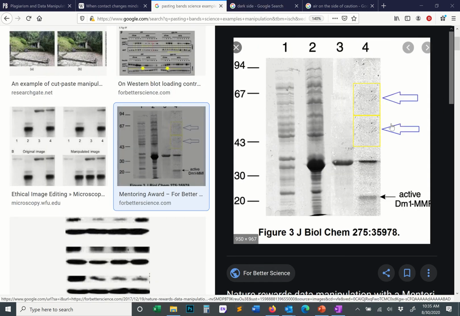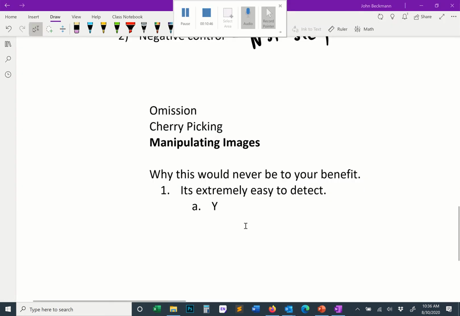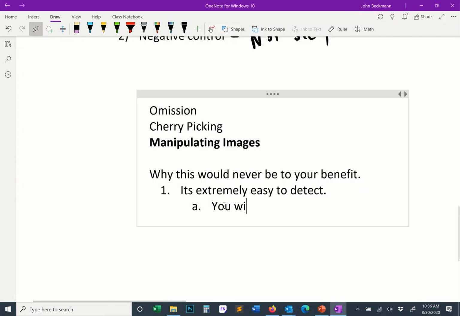Look at this. Here's a good example of this. Look at how easy. This is an easy pattern that even your eye just detects. And I mean, this image itself is horrible because they're cropping and they're putting separate gels together, okay? So don't do this. You're going to get immediately caught.